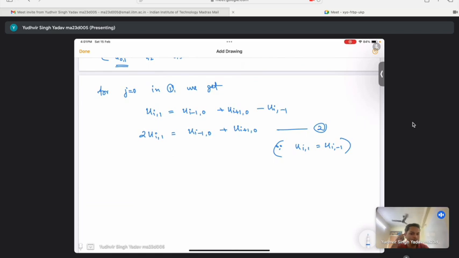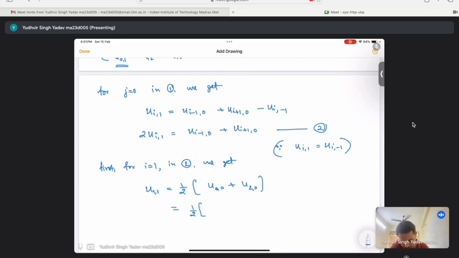Now, as we have done in the previous question, we will change the values of i. First, for i equals 1, we get u(1, 1) = 1 by 2 times (u(0, 0) + u(2, 0)). So it will be 1 by 2 times (0 + 25), which is nothing but 12.5.